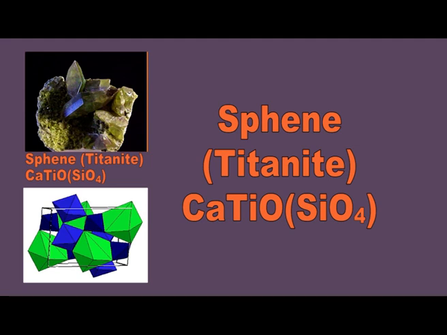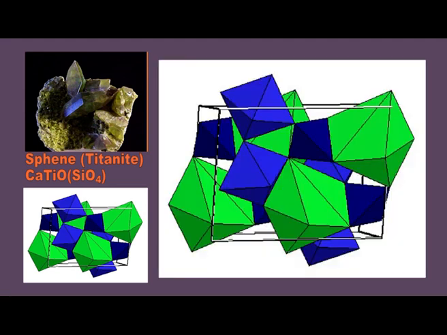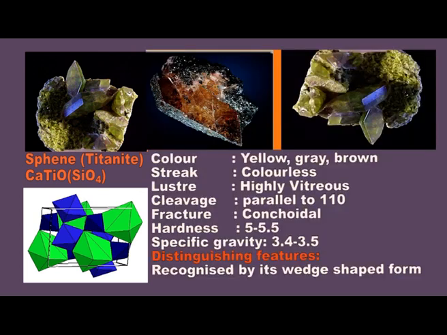Sphene, titanite, CaTiOSiO4. Physical properties: crystal system monoclinic, forms wedge-shaped crystals. Color: yellow, gray, brown. Streak: colorless. Lustre: highly vitreous. Cleavage: parallel to one plane. Fracture: conchoidal. Hardness 5 to 5.5. Specific gravity 3.4 to 3.5. Distinguishing features: recognized by wedge-shaped form.